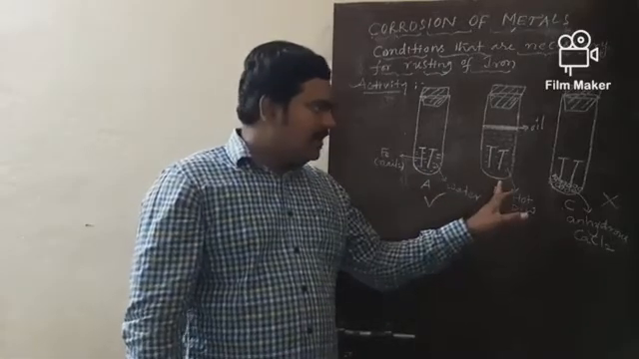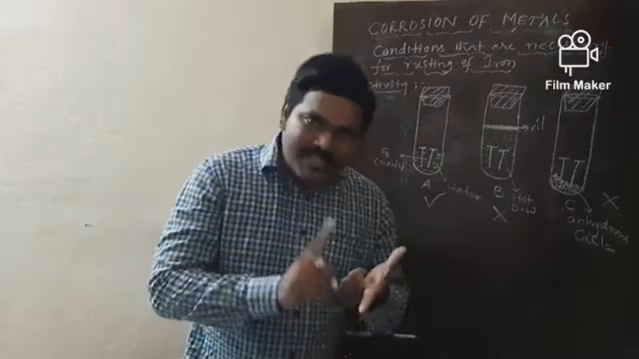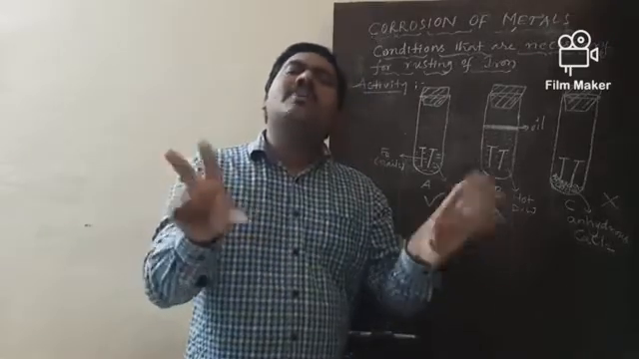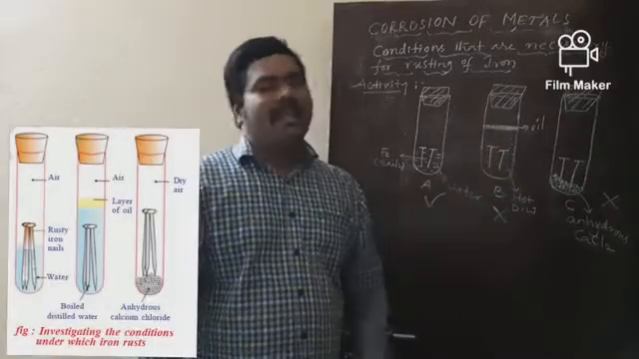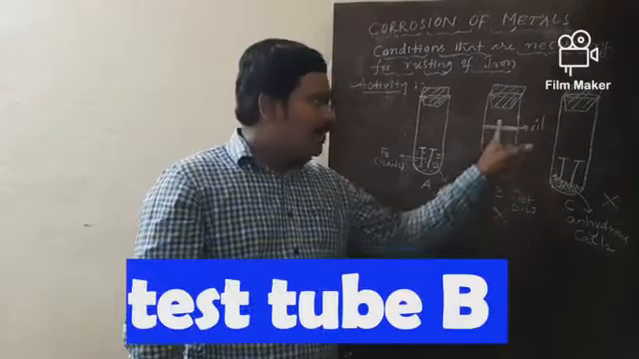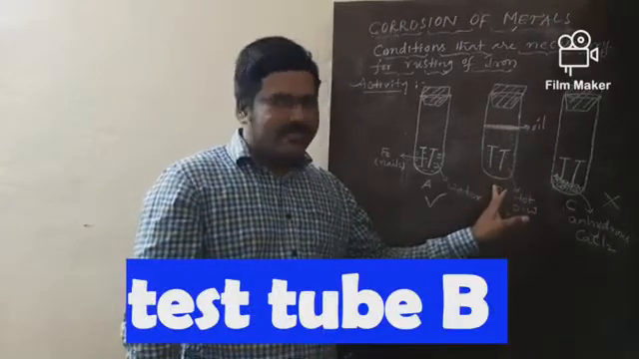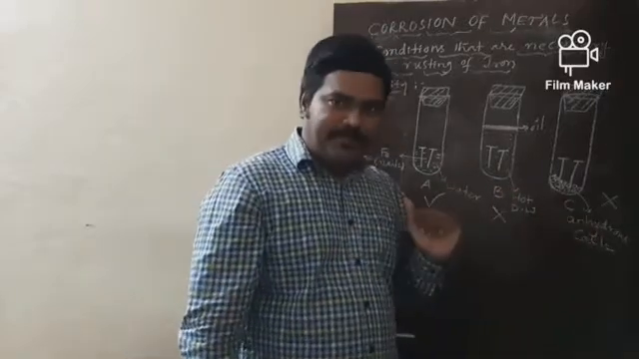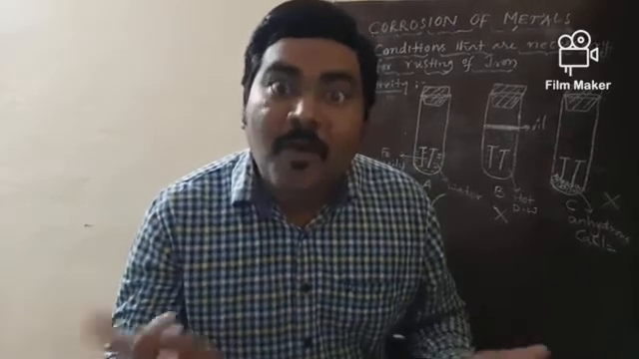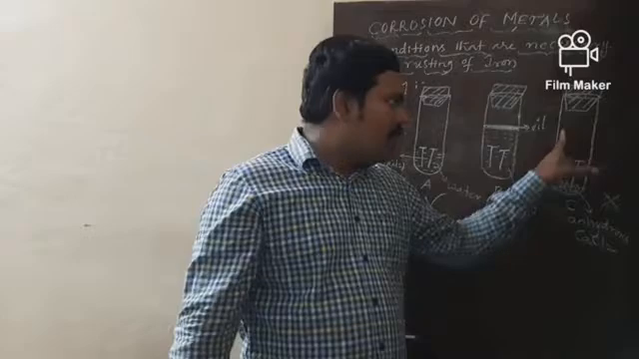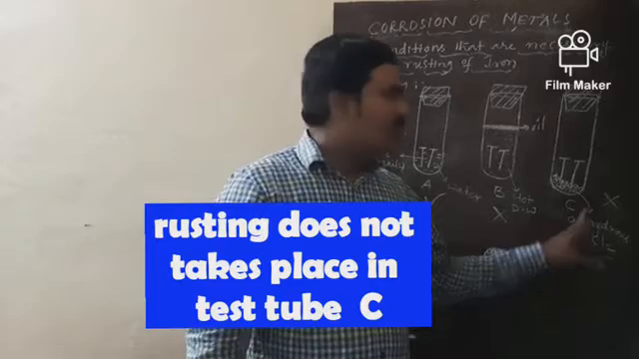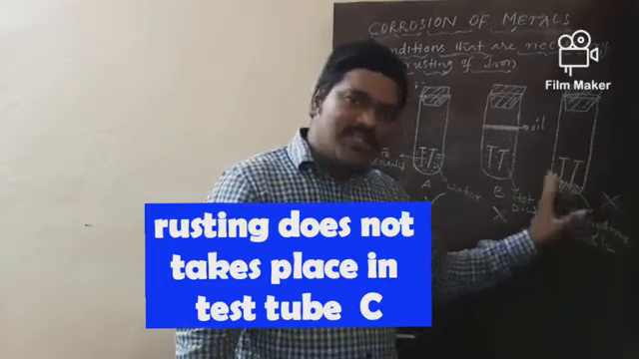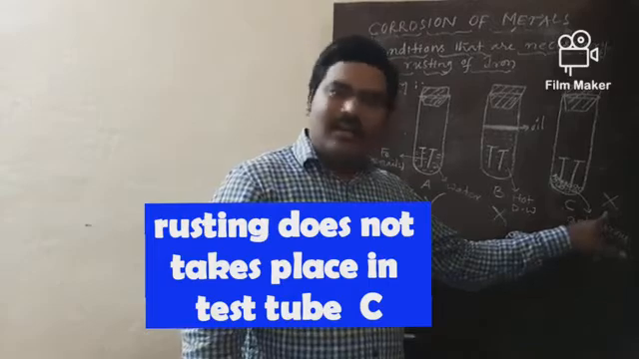In test tube B, water is present, moisture is present, but there is no place for oxygen, because the oil layer is there, which cuts short the supply of air. That's why one condition is present, one condition is absent, and rusting does not take place. And what about test tube C? In this test tube, air is present, but there is no place for moisture, because whatever moisture is present is taken out by anhydrous calcium chloride. So air is present, moisture is absent. That's why rusting does not take place.